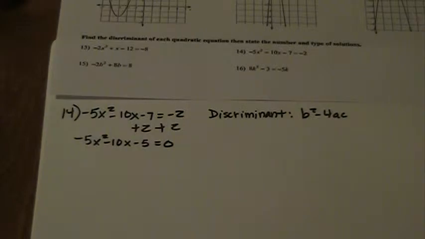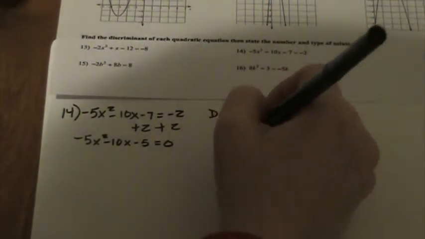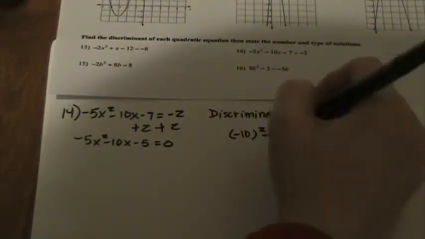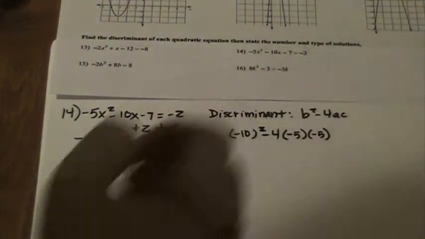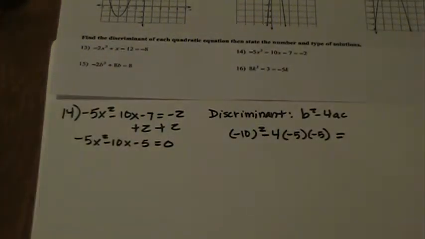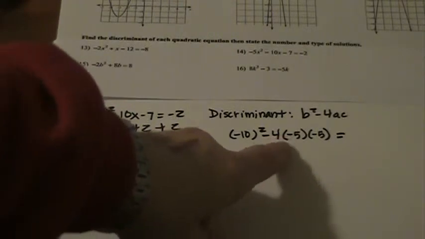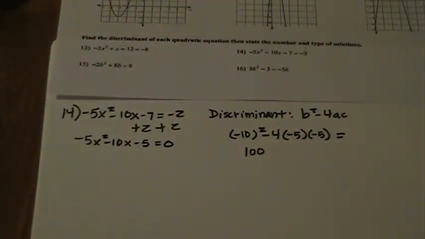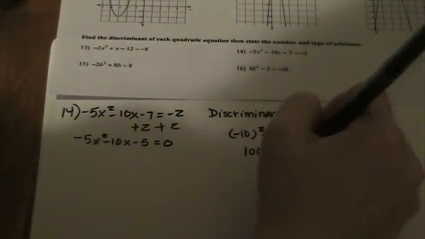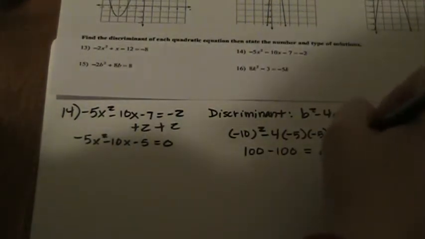So our equation's in standard form. It's ax squared plus bx plus c. It equals 0, so all I have to do is plug in that information to get my discriminant. So b squared would be negative 10 squared minus 4ac. Alright, negative 10 squared, that's negative 10 times negative 10, which is 100. Negative 4 times negative 5 would be positive 20. 20 times negative 5 is negative 100. So my discriminant is 0.